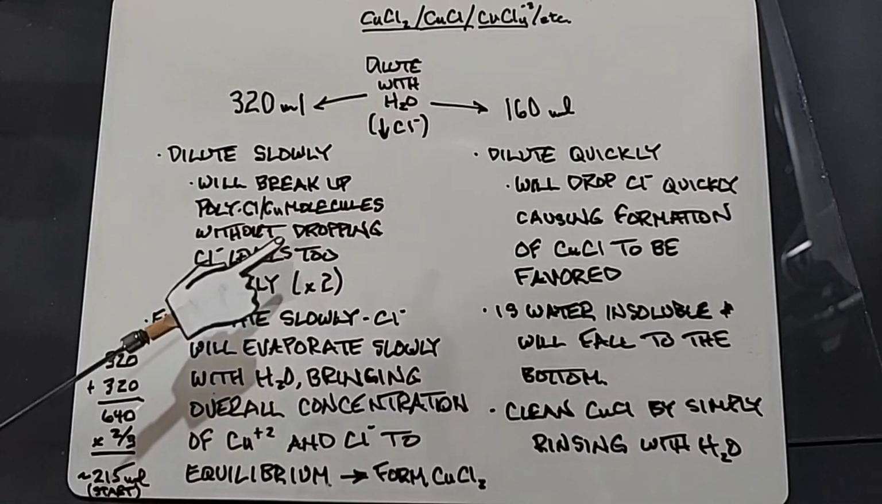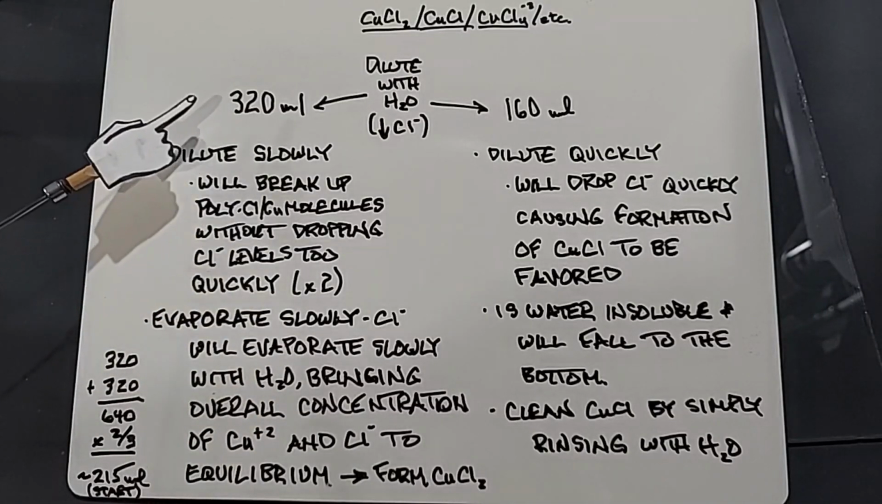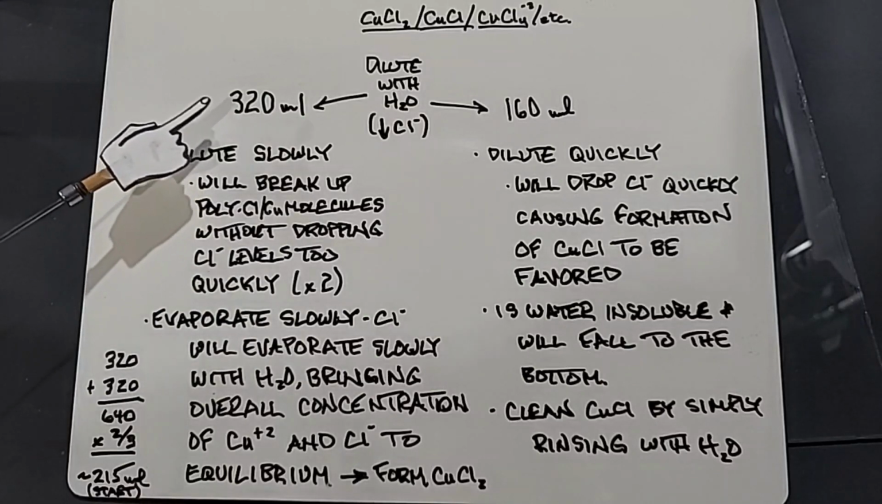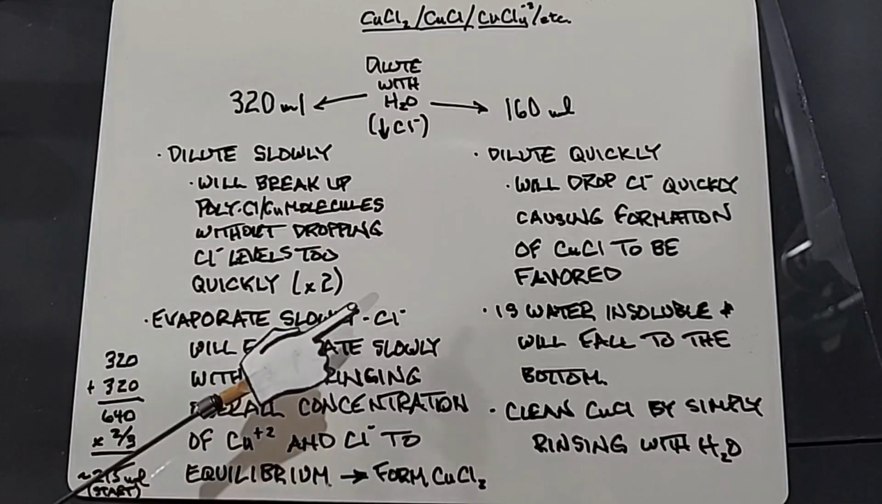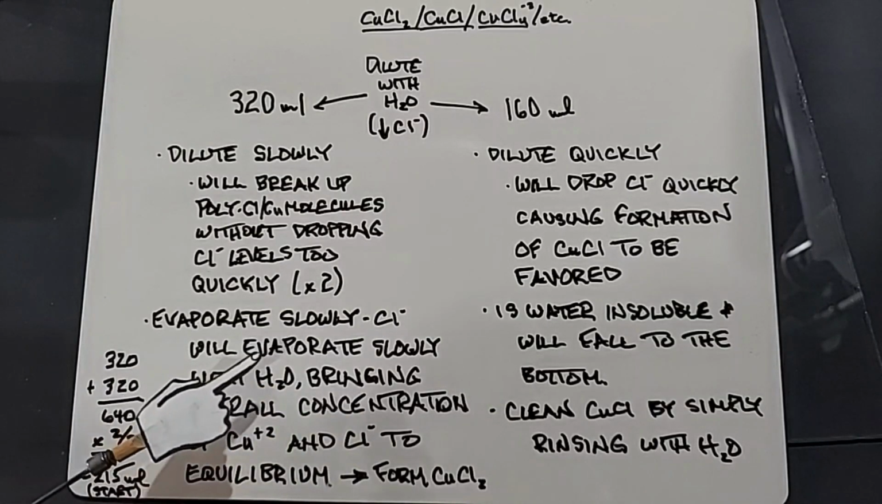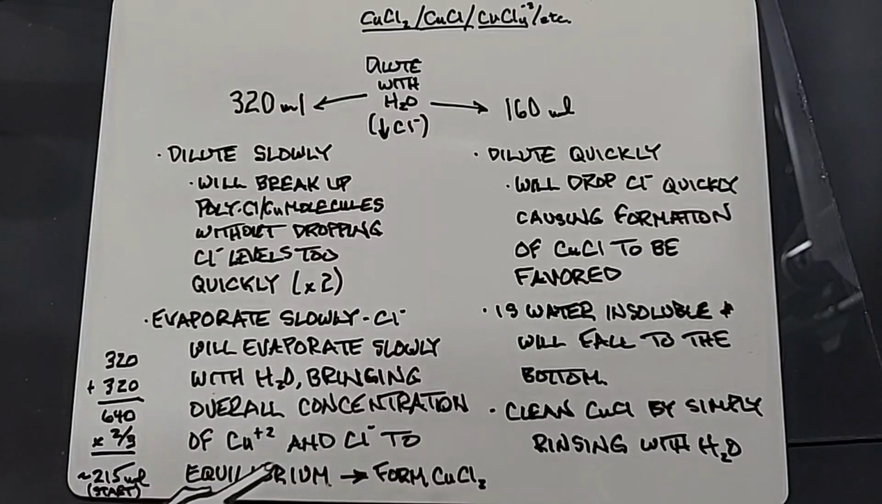And I plan on doing that times 2, meaning I'm going to take the same volume of water, 320 milliliters, and add it to the 320 milliliters of solution we already have. Then we're going to evaporate it slowly, and this will allow the chlorine molecules also to evaporate slowly with the water, bringing the overall concentration of copper and chlorine to equilibrium, and that will in turn form copper 2 chloride. So if we go over this on the side here, I'm going to double the volume by adding water. We have 640 milliliters, and then I'm going to drop it by 2/3, multiply that by 2/3, and we get approximately 250 milliliters in the end.